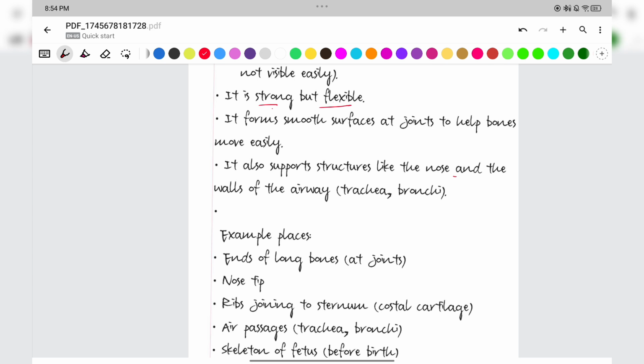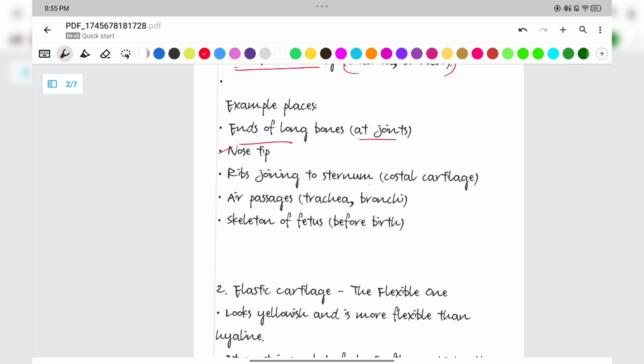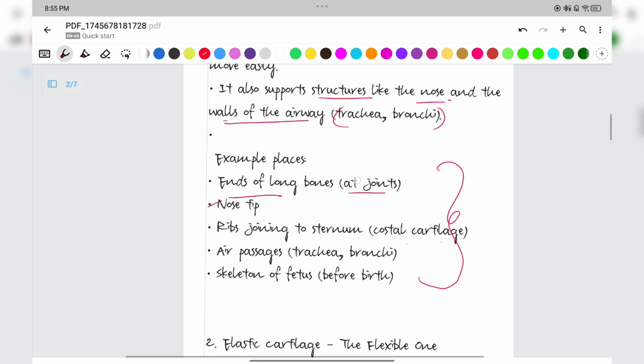At the tip of our nose, if we touch, we find a cartilaginous structure, which is the hyaline cartilage. If we put our index finger on our nose, we can feel it. It supports structures like the nose and the walls of the airway, trachea, and bronchi. Example places: ends of long bones at the joints, nose tip, which you already know, ribs joining the sternum, the costal cartilage, air passages like trachea and bronchi, and the skeleton of the fetus before birth. These are the examples of hyaline cartilage.